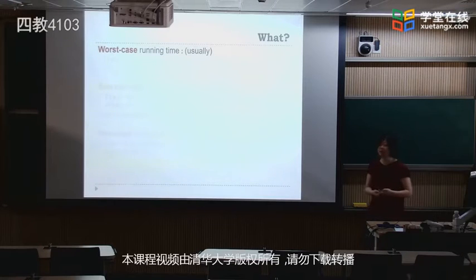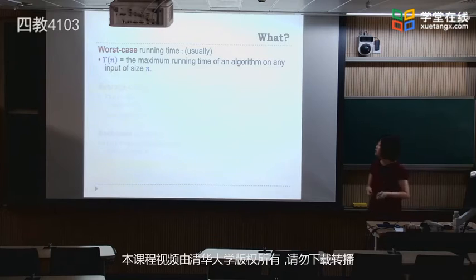The first one, worst case running time. It is very often discussed. T(n) equals the maximum running time of an algorithm on any input of size n. So that's the worst case.